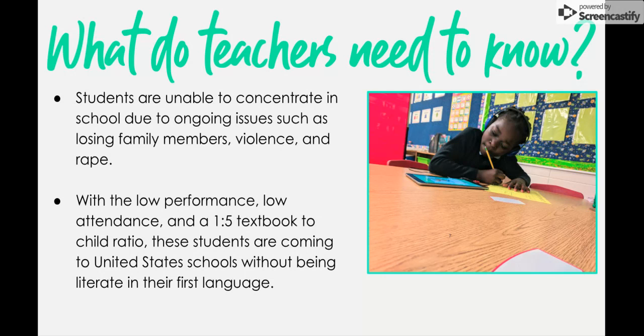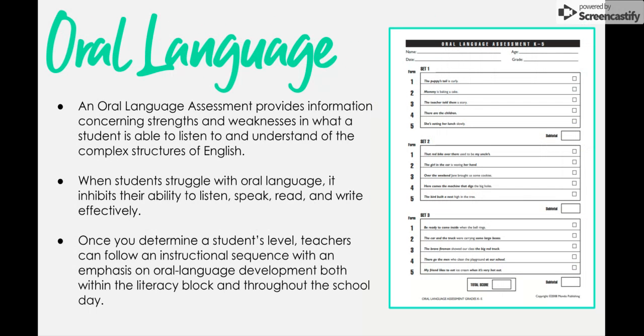And then also with low performance, low attendance, and a 1-to-5 textbook ratio in camps, these students are coming to the United States without being literate in their first language. And I think that is what has been so difficult: we have kids coming who don't have those foundational reading skills. And they're older, so we have to go back and teach them the foundational reading skills even when they're in fifth grade.